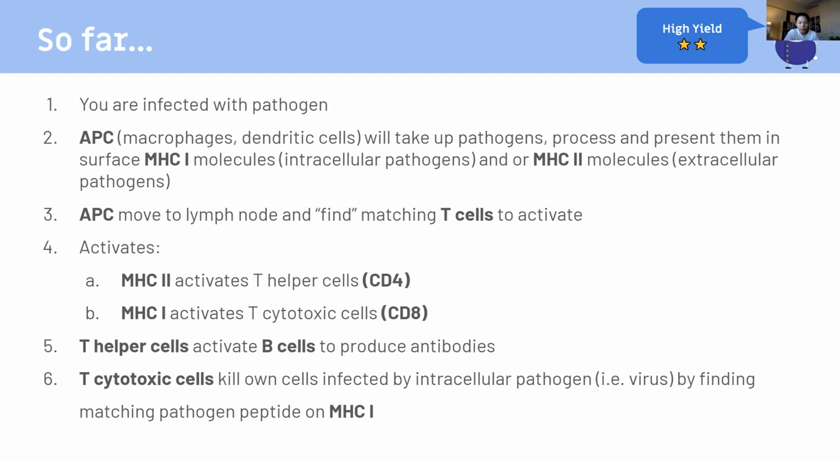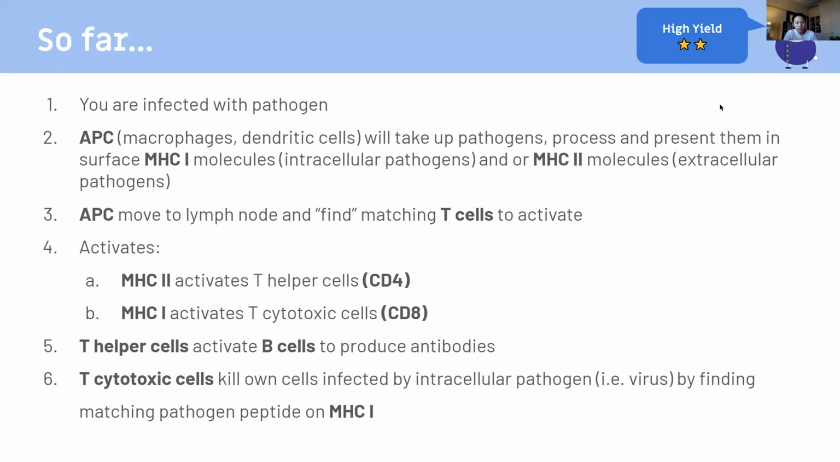So we activate 2 sorts of T cells. The MHC class 2 activates our T helper cells, and our MHC class 1 activates our T cytotoxic cells, also known as CD4 and CD8. A trick to remember this is the rule of 8. For example, CD4 is paired up with MHC class 2 because 2 times 4 gives you 8. Similarly, CD8 is paired up with MHC class 1, because 1 times 8 gives you 8 as well. So that's a little trick to remember which is which.